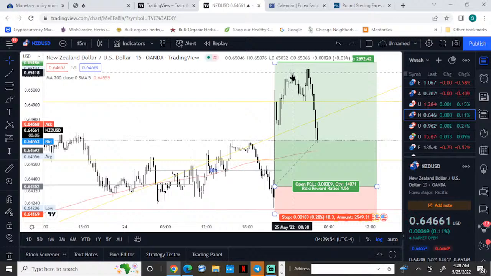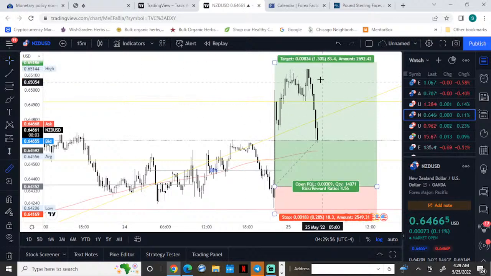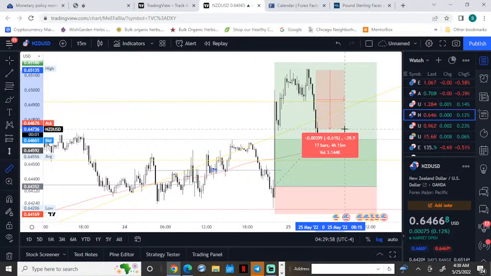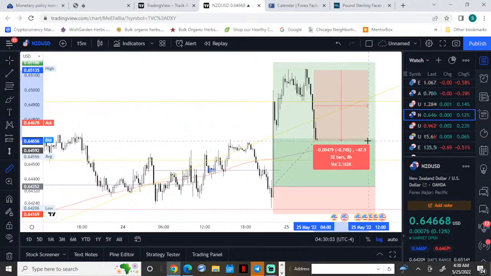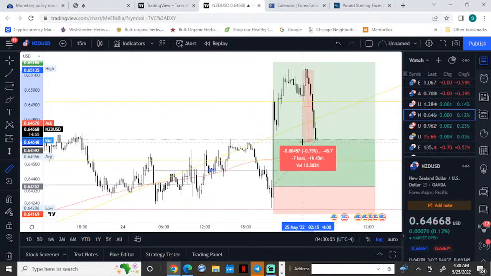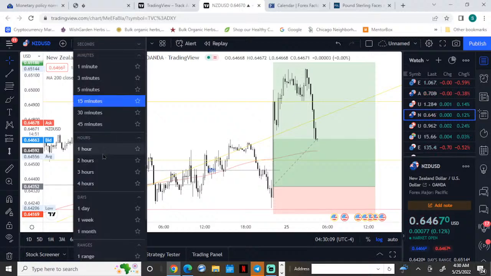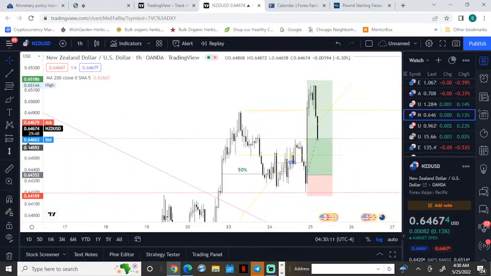And same on NU. It's 47 pips. In, was that an hour? 2 hours? In 2 hours?